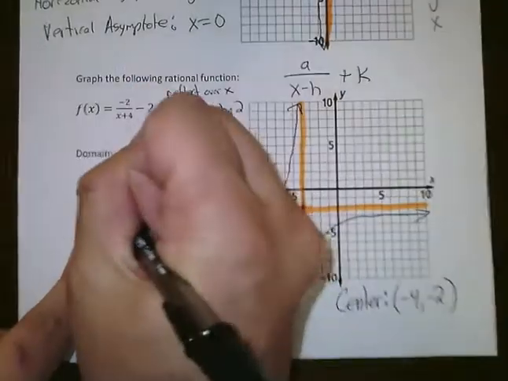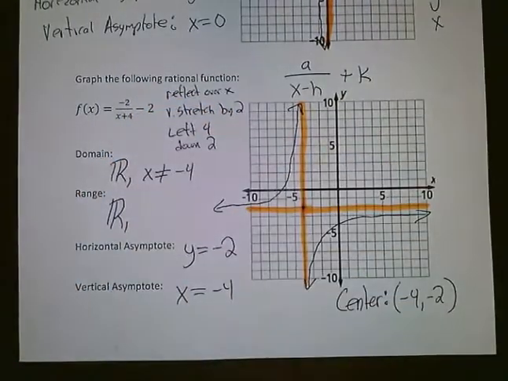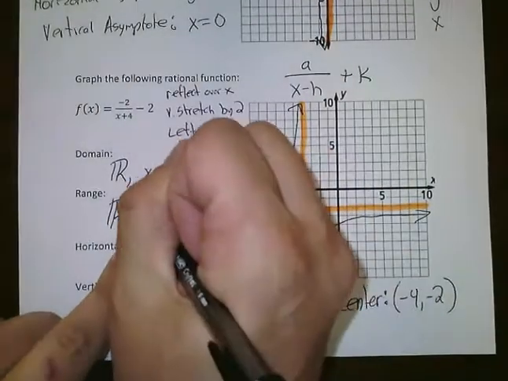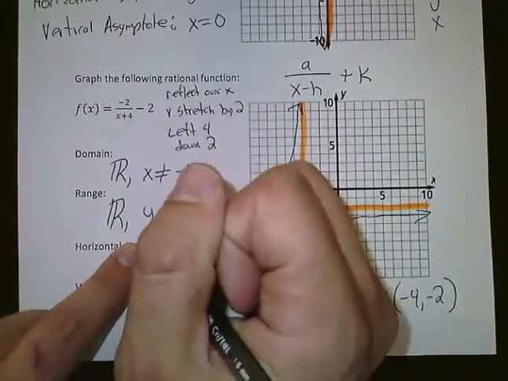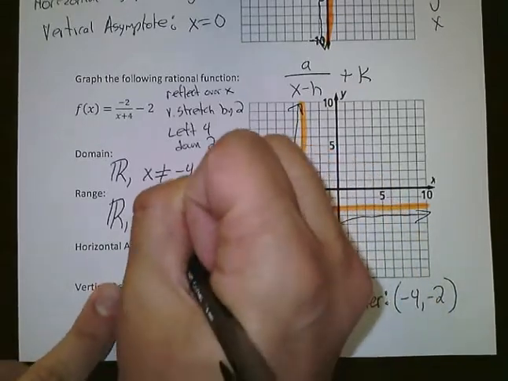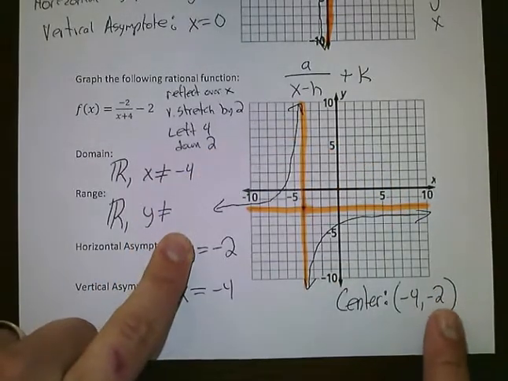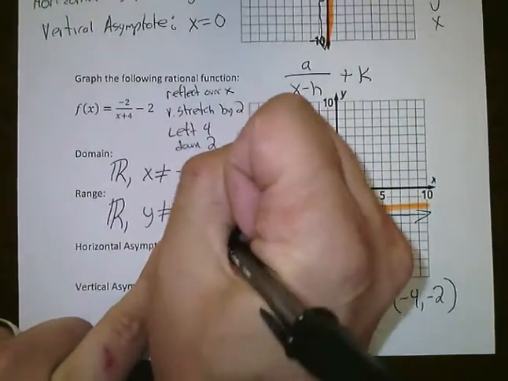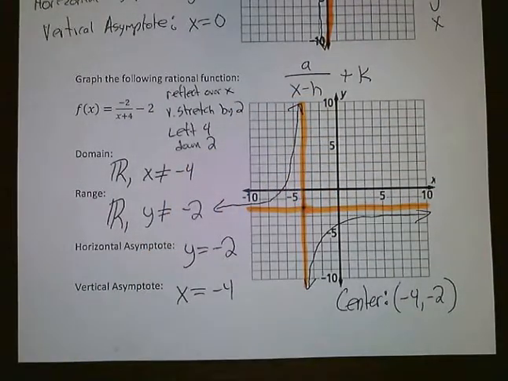For the range, you're going to get about every single y value you can think of. So I'm going to do all real numbers, except there's a certain y value that no matter what you plug in for x, you're never going to get as an output for y. So y will never equal, and again from our center point, -2.